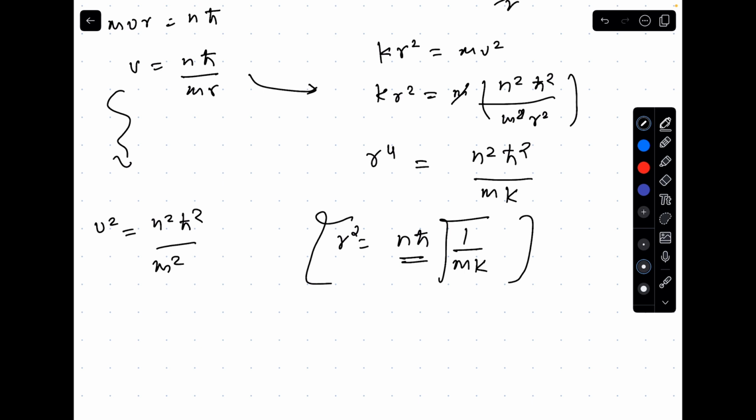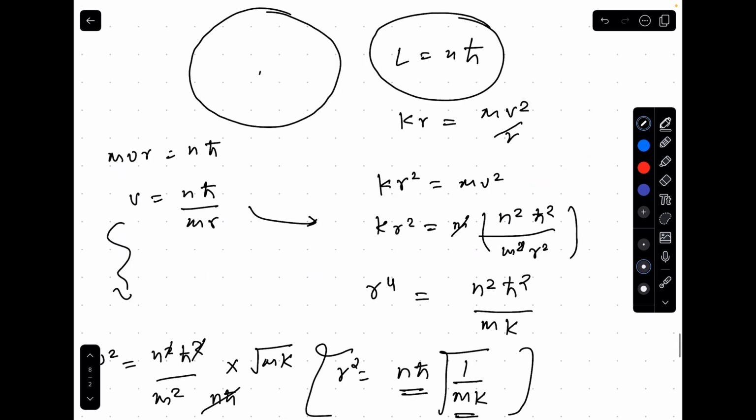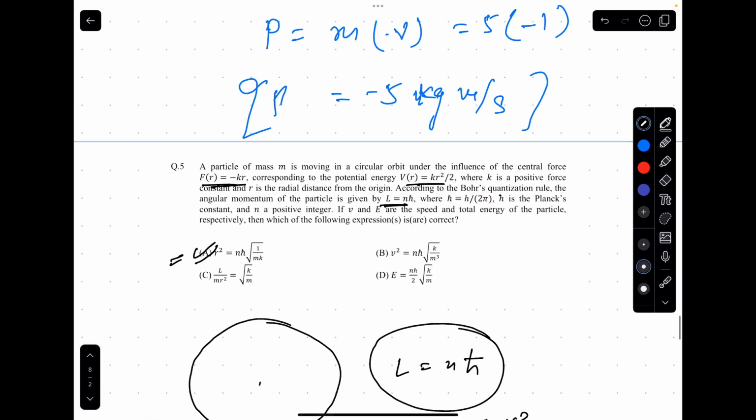Look from here, it will be n multiplied by h, and this will go in the numerator, so the root mk. Alright, square will be basically n h root mk divided by m square. Now n h, if I take this m square in the root, it will be m to the power 4 and m will be cancelled out, then it will be k divided by m cube. So this option is also correct.